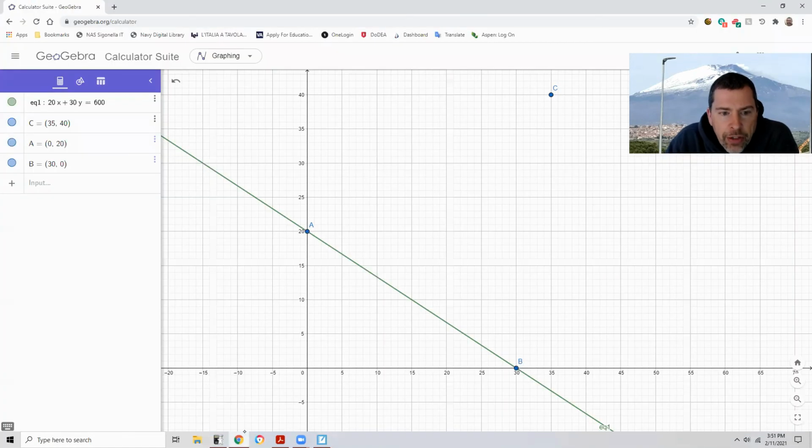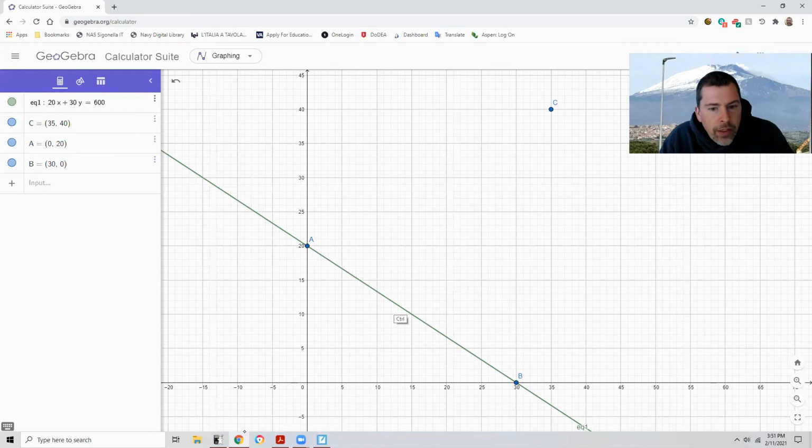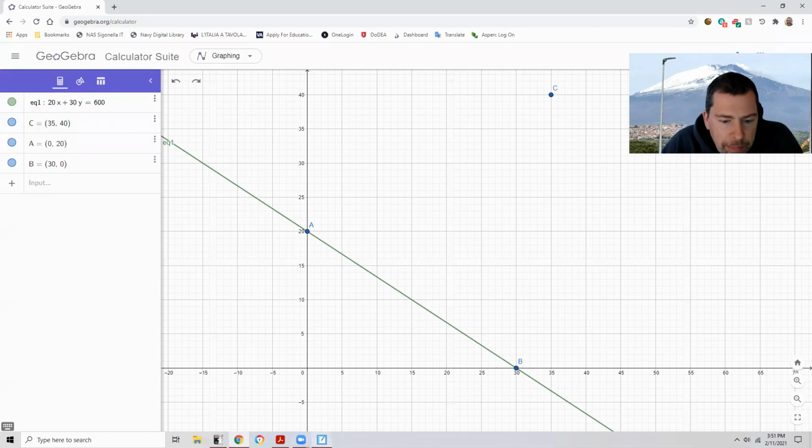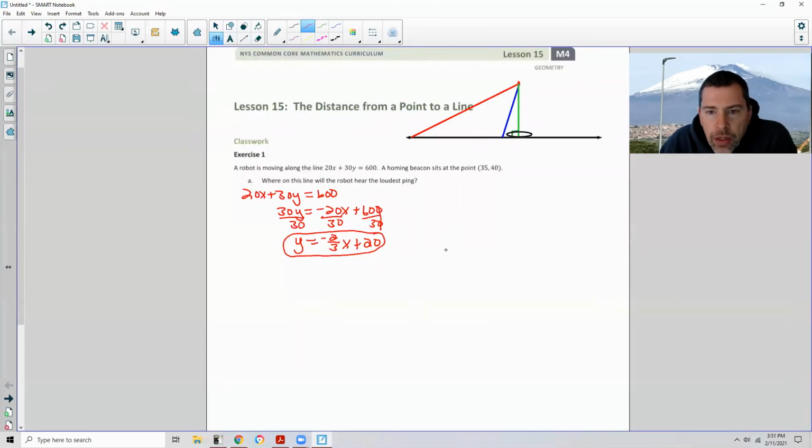So if I go back to the graph, the robot is moving along this line. Here's the beacon. It doesn't hear very well here, but we're getting closer to that point until we get to a point that is perpendicular to the line that this point C is on. And we're trying to find the point, wherever that is, right here somewhere. Okay, I can't write on this, just have it. Okay, so that's what we're trying to do.